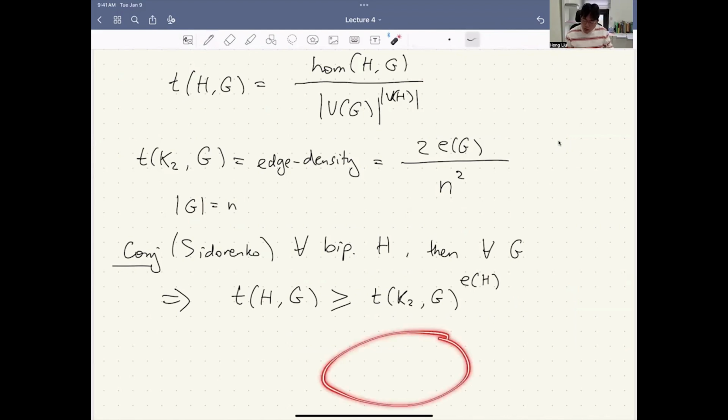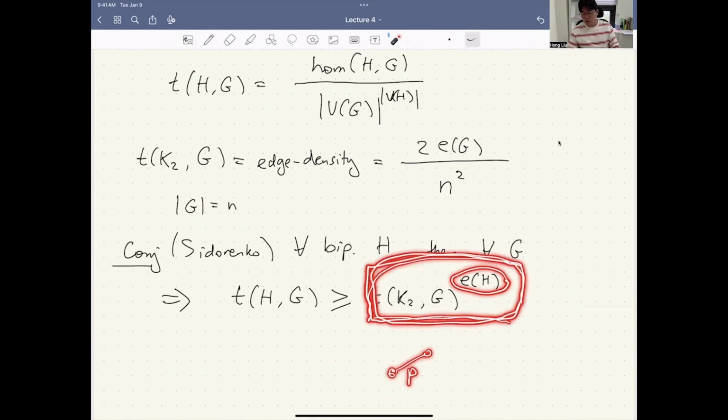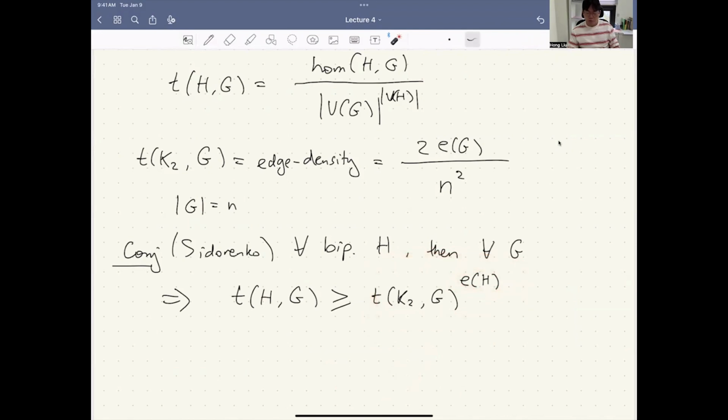If we have a random graph where every edge is added with probability p, so this is our edge density p, right? And what's the expected number of copies of H in G? Well, for every edge of H, you need to have an edge present there. That happens with probability p. You take all the products. That's the probability that a fixed set of vertices induces a homomorphism of H. So the right-hand side is the H homomorphism density in a random graph. Good. This conjecture is still open.